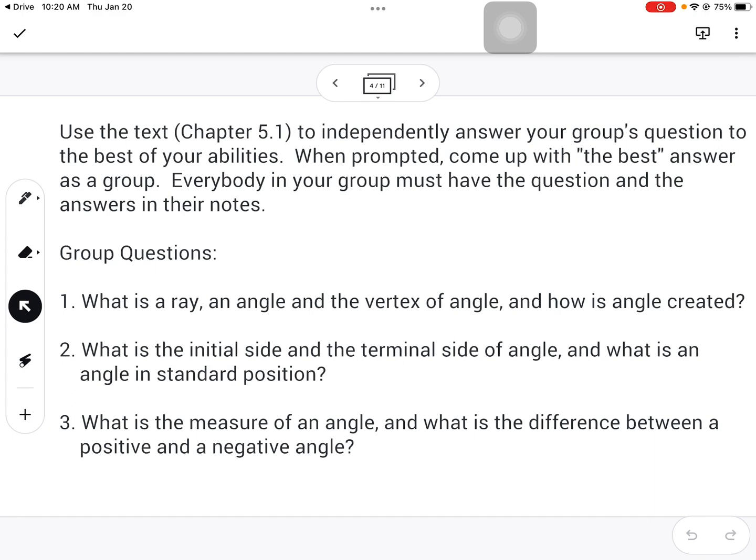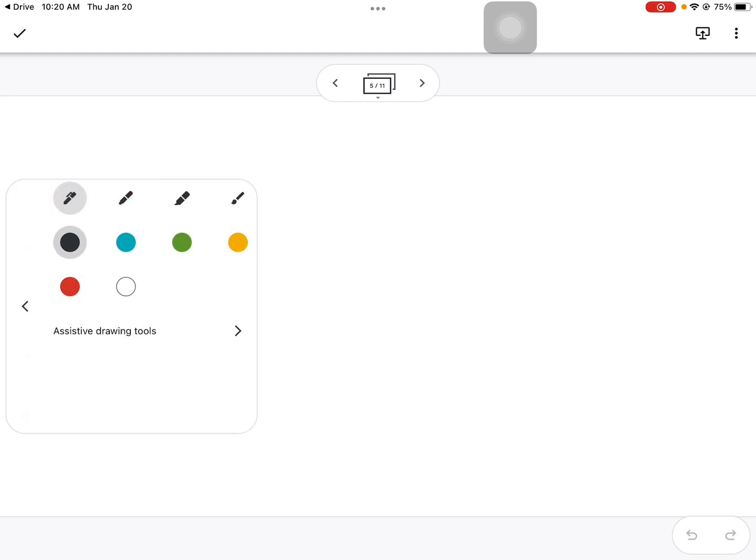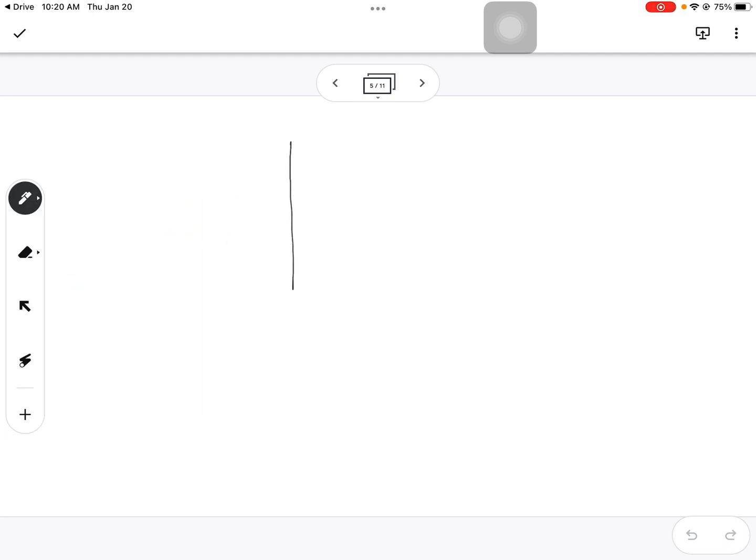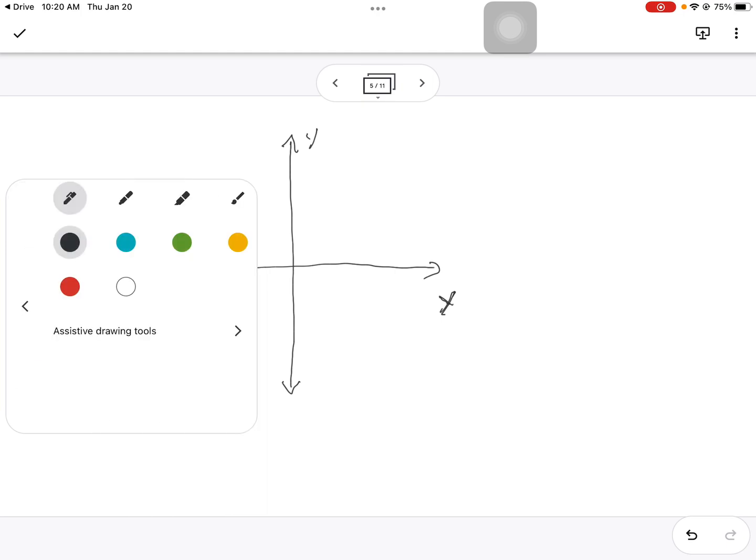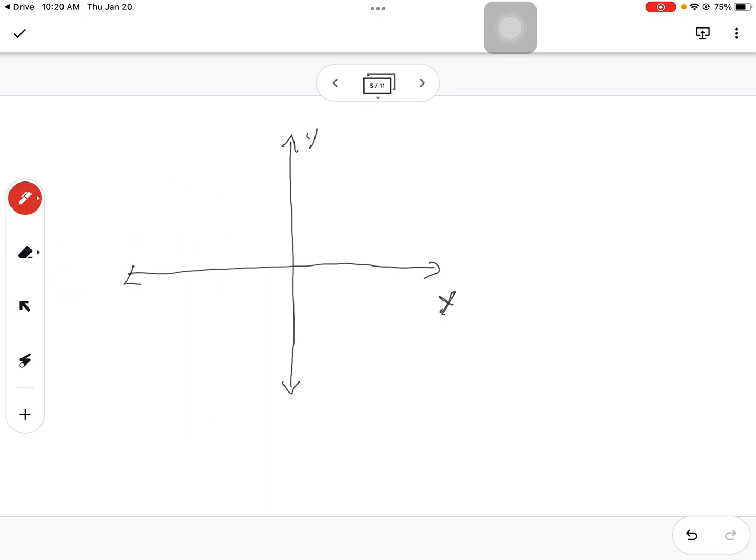So I'm going to go ahead and lead off with some pictures. All right, so when we talk about an angle in standard position, we are talking about an angle that is on the coordinate plane. So I'm going to go ahead and draw a coordinate plane. I'm just going to rough one out here. So, here's my y-axis. This is my x-axis. And for an angle to be in standard position, what it means is the point we call the vertex is at the origin, and the initial side coincides with the x-axis.